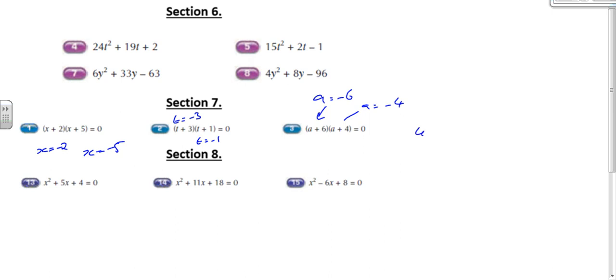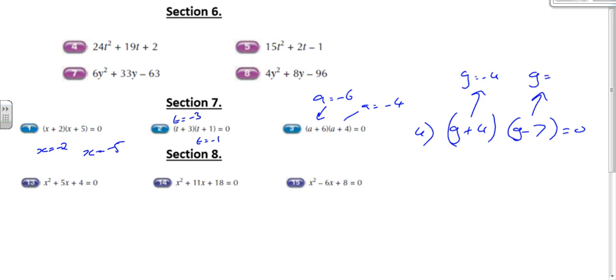If I do a fourth one here, if we add g plus 4 and g minus 7 equals 0, the solution for this one would be g equals minus 4. The solution to this one, which you haven't had a look at yet, would be g equals positive 7. You don't need to write plus, just g equals 7 is fine. And because we've got to make this sign here different.